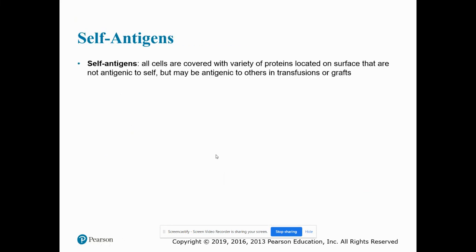And we also have self-antigens. So all cells are going to be covered with a variety of proteins. And typically, for the most part, they're not antigenic to self, but they can be antigenic to others in transfusions or grafts. So we have antigens, say, like on our blood cells. And if I have type AB blood and I donate to somebody who has type O blood, then there can be some reactions that occur from that.